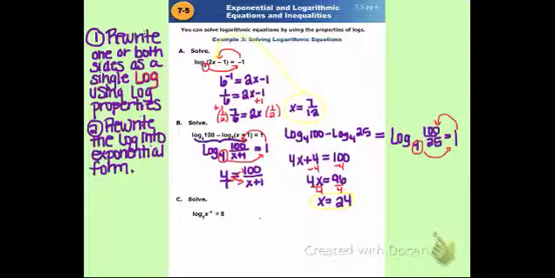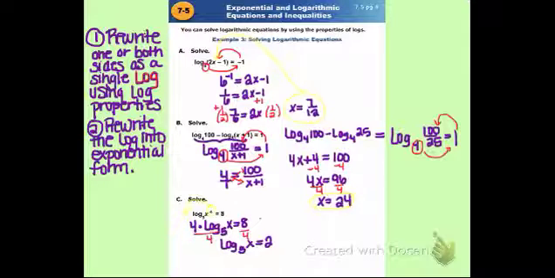So example C wants me to solve log base 5 of x to the 4th equals 8. Right away I see where I could apply the power rule for logarithms, which says if I have an exponent on my log, I can bring it down in front and turn it into a coefficient. So it would look like this: 4 times the log base 5 of x equals 8. The great thing about that being a coefficient now is I can just divide it off both sides, and that leaves me with the log base 5 of x equals 2.